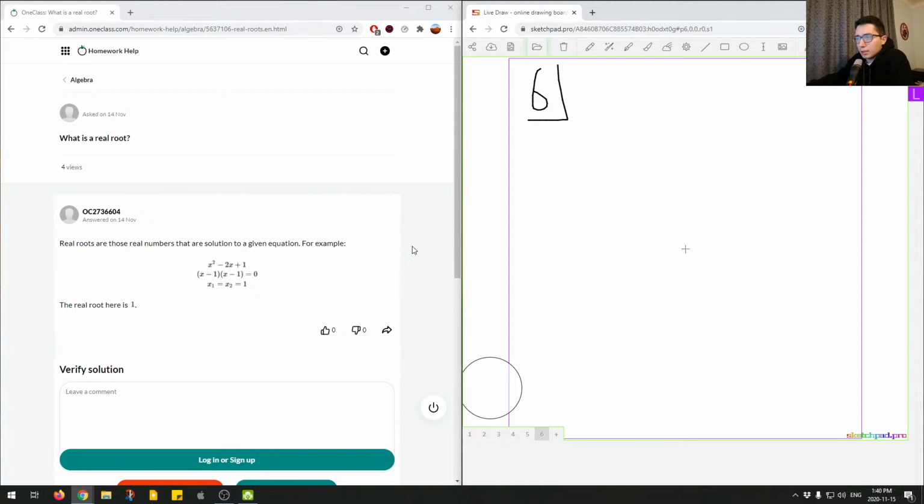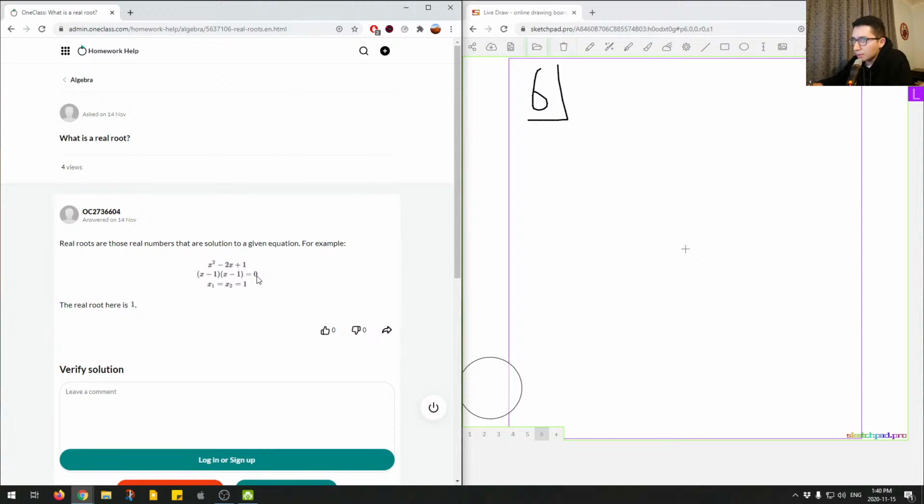Alright, so in this question we're asked, what is a real root? Real roots are those real numbers that are solutions to a given equation. For example, given this quadratic expression, we find the roots here. So the real root here is 1. Whenever you have a quadratic expression, usually you think about them as roots, but the full term for it is a real root, mainly because there's no imaginary component.